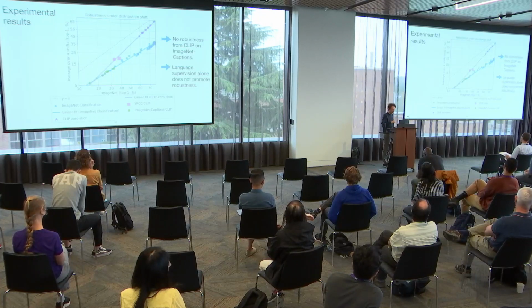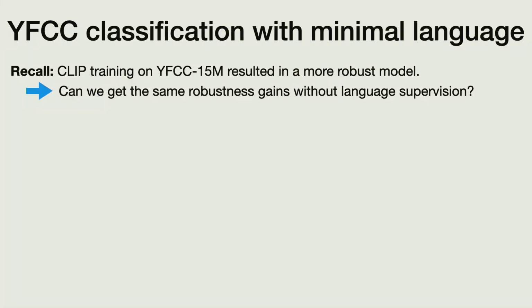Okay, good. So this was one way. We took an image dataset, we added text, no gain in robustness. Now we also wanted to go the other way. Can we take an image-text dataset where we have robustness, throw out the text to the extent possible, can we still maintain robustness? And this is what we did with YFCC classification with minimal language supervision.